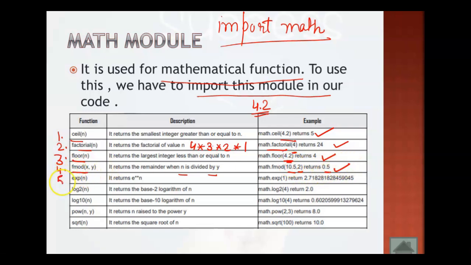Then we have EXP. What is EXP? EXP is for exponent. You are all maths students, right? You all know the different mathematical functions like log, like exponent, base 2, base 10.